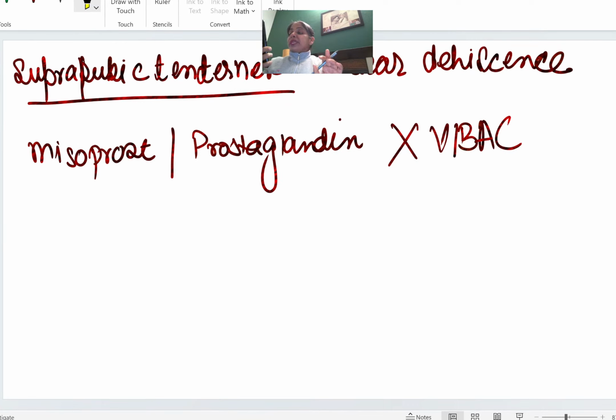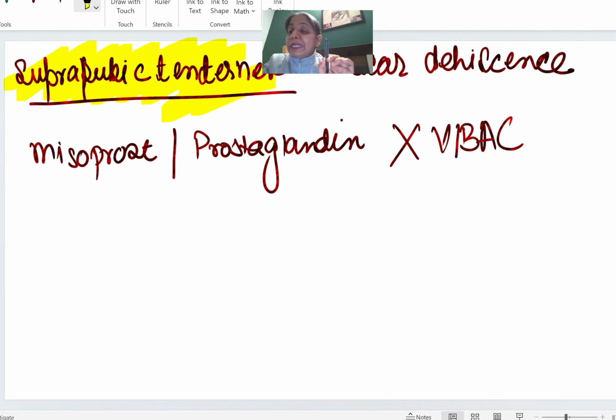Now there is a term, scar dehiscence. If a previous cesarean patient was going for VBAC, vaginal birth after cesarean, and they have written there is suprapubic tenderness, please mind it, it is scar dehiscence. The previous uterine scar is going to rupture, not uterus tender. They have very smartly given suprapubic tenderness in your questions.